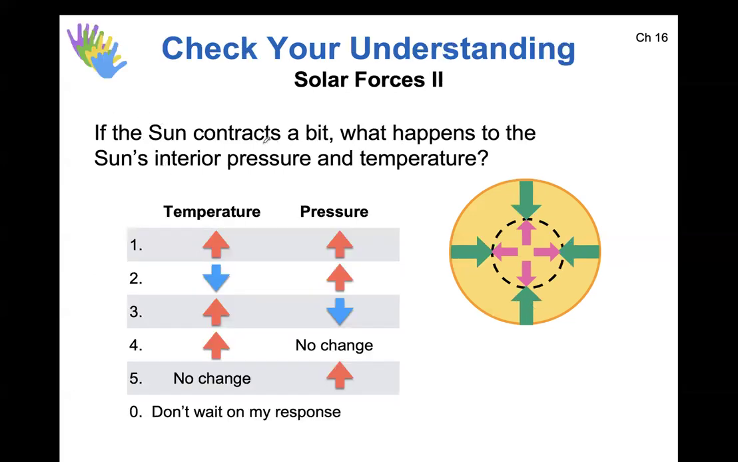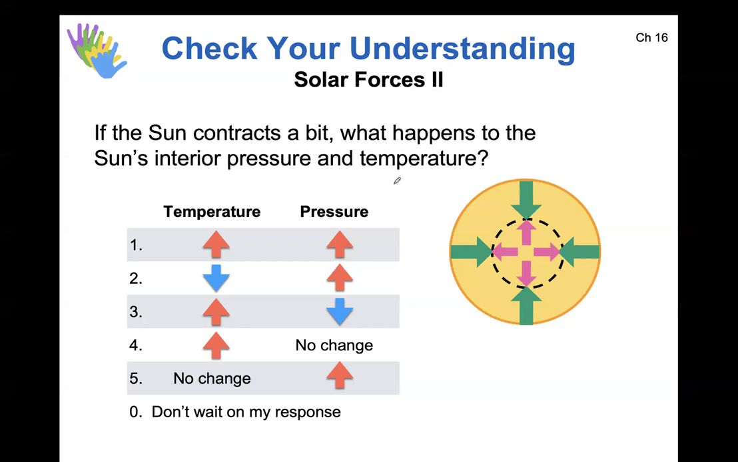All right, so if the sun contracts a bit, what happens to the sun's interior pressure and temperature? Now, I'll let you answer this one, and I will check to see if I get some answers from you all. Because this is the type of question that you're almost guaranteed to see in a quiz or on a test, these types of what I call the solar thermostat questions. I call it a solar thermostat because it works in the way that a thermostat does, right? It adjusts to keep the temperature constant.